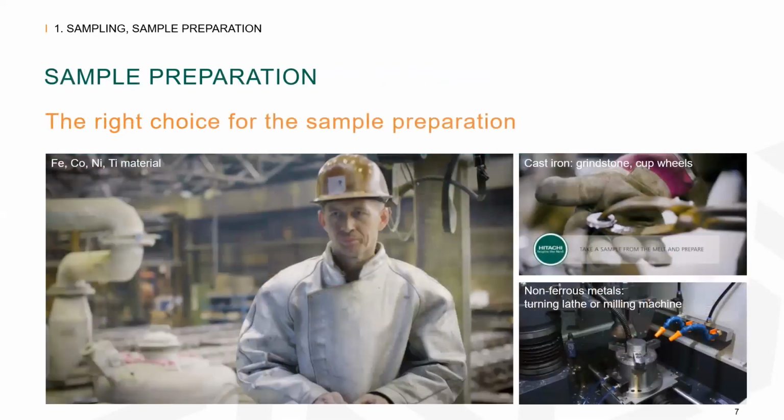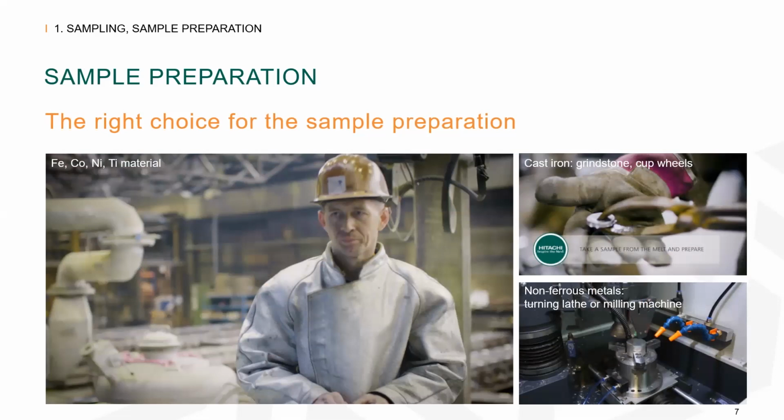Just as important as sampling is sample preparation. To prepare samples of steel, nickel, cobalt, and titanium, the best method to use is a grinder. Depending on the material of the analyte or the element of interest, aluminum oxide sandpaper of grit size 40 to 80 is the best to use.